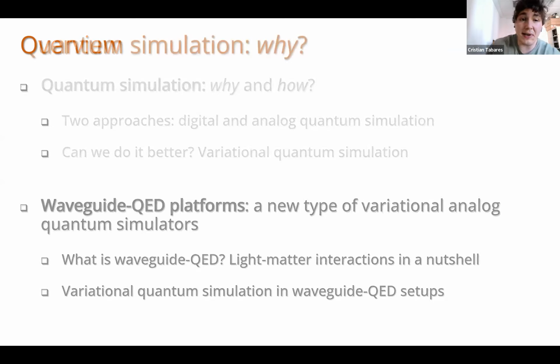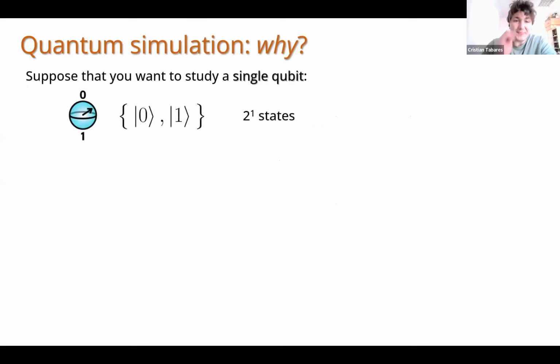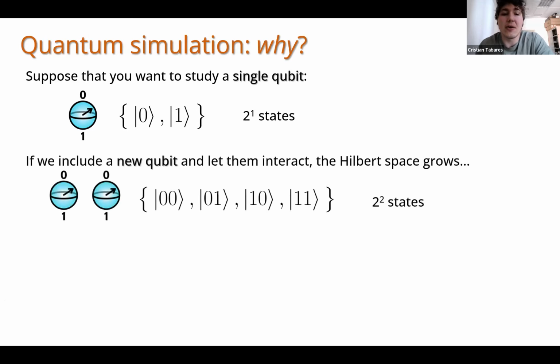So with this in mind, let me just try to start motivating the topic a little bit. In general, we want to study quantum systems. That's the main topic of quantum simulation and also of my talk. And we want to study, for example, a single qubit. We have only two states, so this is very easy to compute even by hand. If we include a new qubit and let this qubit interact, we can have a superposition of these two states, four states. The Hilbert space grows, but for a small number of qubits, this growth is not very problematic.